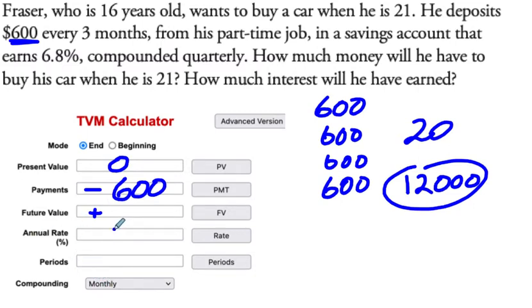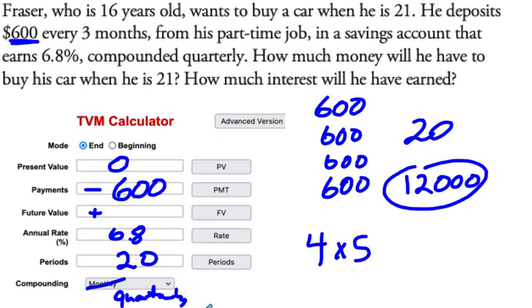The annual rate of interest is 6.8%, and it's compounded quarterly. Because it's compounded quarterly, that means it happens 4 times per year. And we have 5 years in total, and that's what gives us the 20. So there are 20 periods. And then this we change to quarterly. If you have everything entered properly, you should just be able to hit the button for future value, and that will give us the total. And that total has to be more than $12,000 because we're making interest on the money that we're putting in.